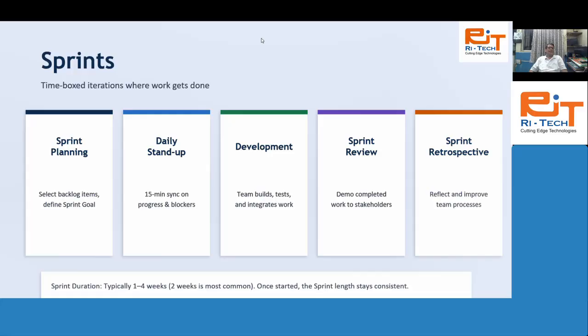There are the stages, but we don't need to worry about all this. So you will be a part of one stage. You are sitting somewhere. You might not be participating in planning, but you are working in a daily stand-up and development or sprint review. Now, sprint duration is typically 1 to 4 weeks, so that is the most common. When started, the sprint length stays consistent.